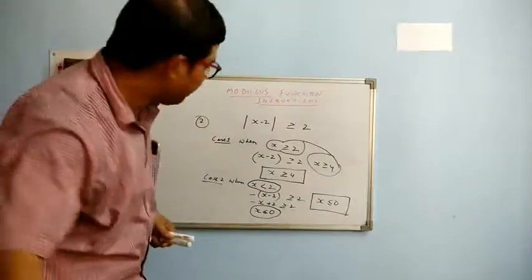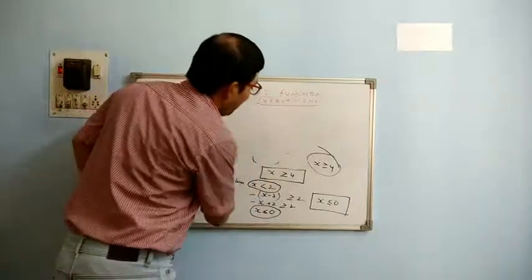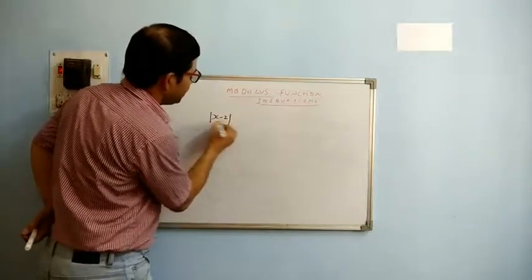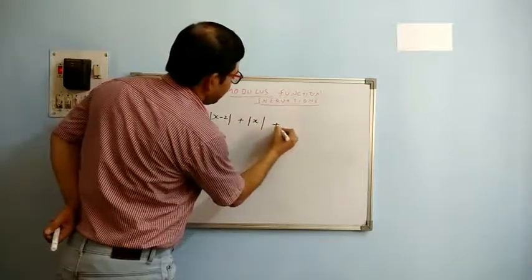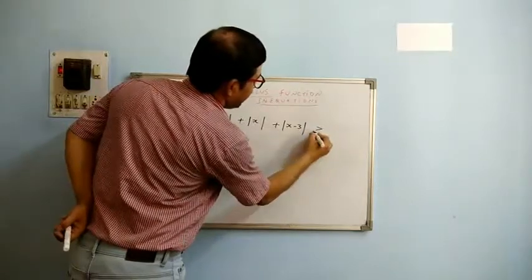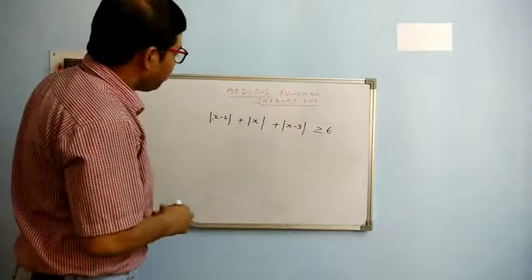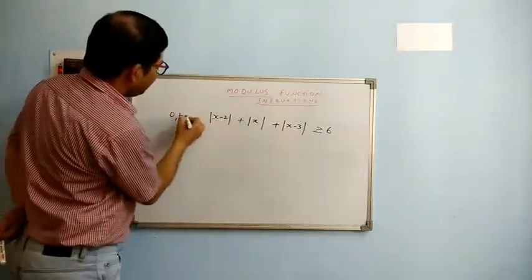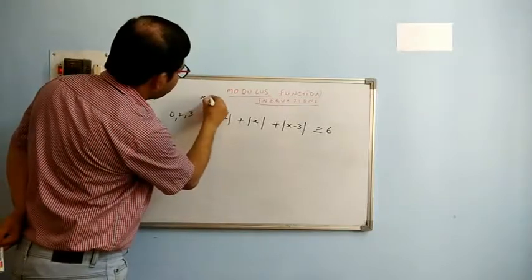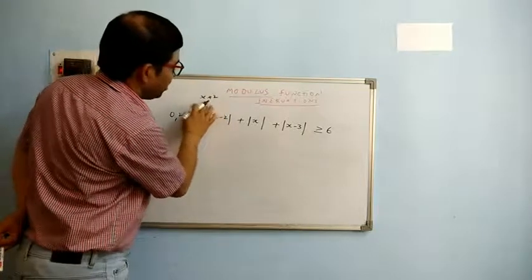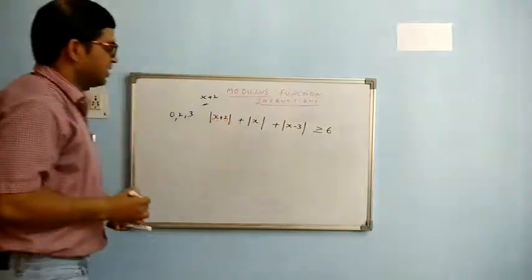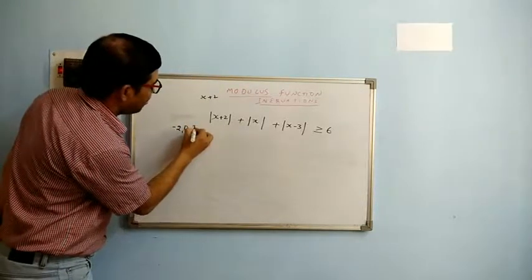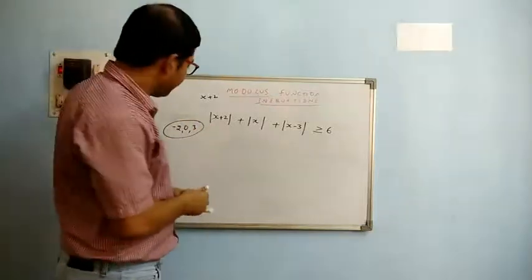Hope you are understanding easy modulus inequation. Now I am taking one complex example of modulus inequation: modulus of x minus 2 plus modulus of x plus modulus of x minus 3 is greater than or equal to 6. So here 3 modulus signs are there and the critical points will be 0 for this, 2 for this and 3 for this. Be careful that if x plus 2 is there, then the critical point will be minus 2. I'm taking like this, you will see the case this also. So the critical points are -2, 0 and 3. Now we have to revolve our cases around these critical points.